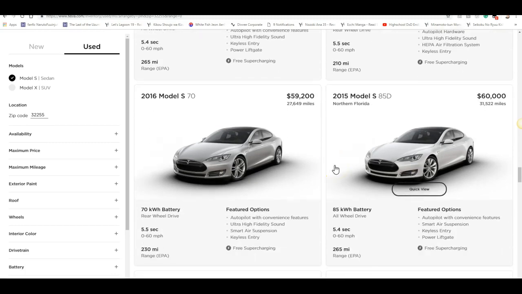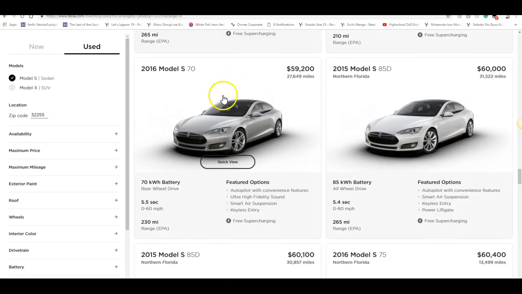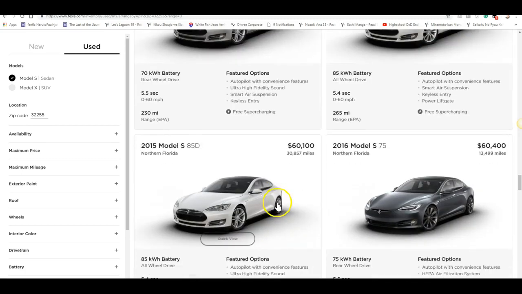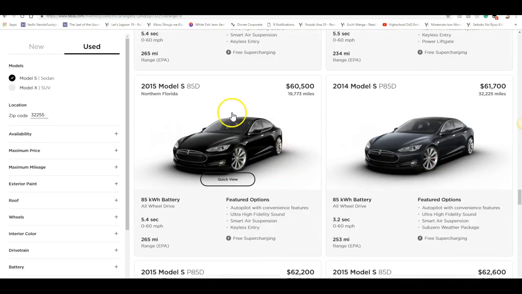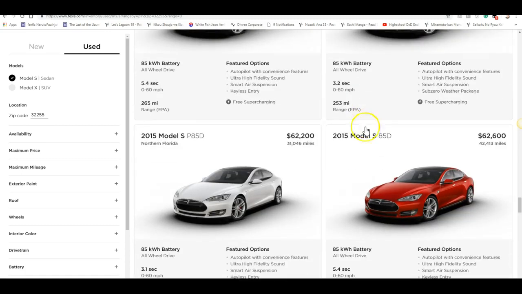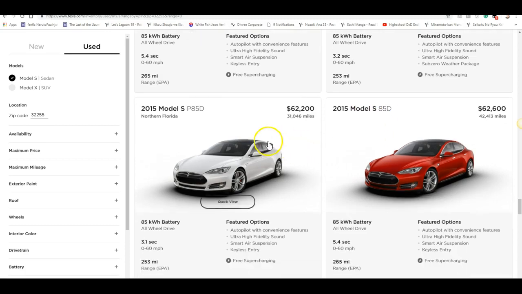Because if you went and got a brand new Model 3, you actually have more range, spending the same amount of money. So that's 2016. It's a 70 though, but has the free supercharging. I wouldn't want to get anything below the 85. So we got 85D, 85D, another 85D red one, P85D. That's pretty good.